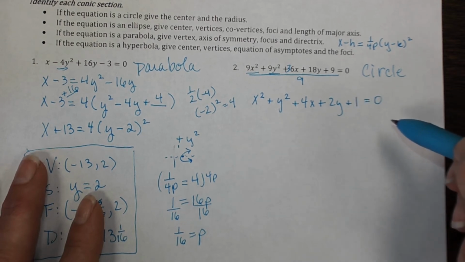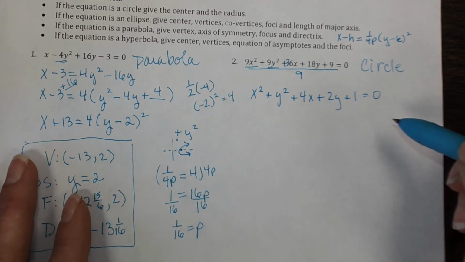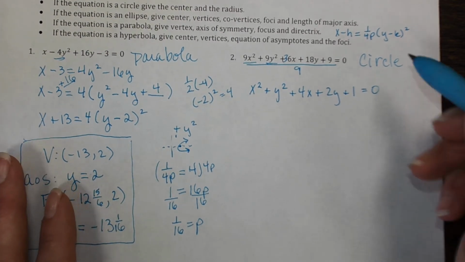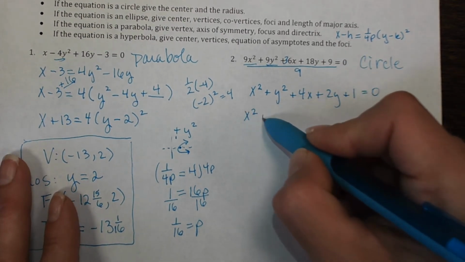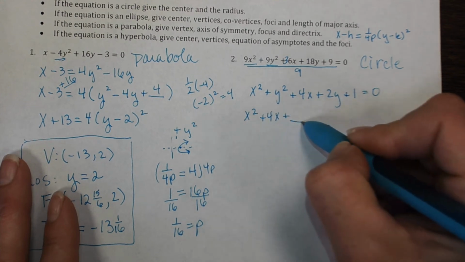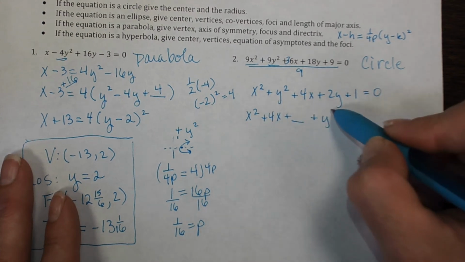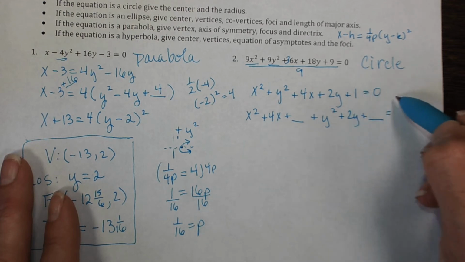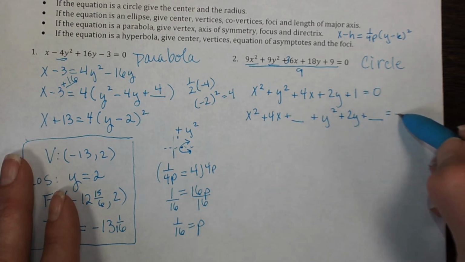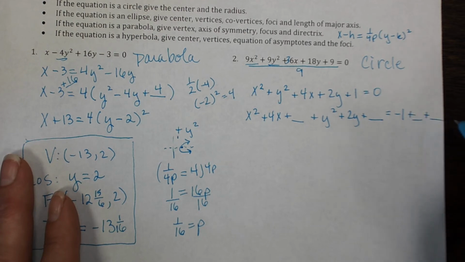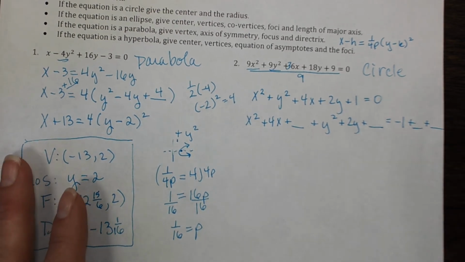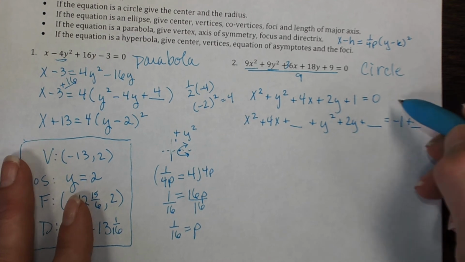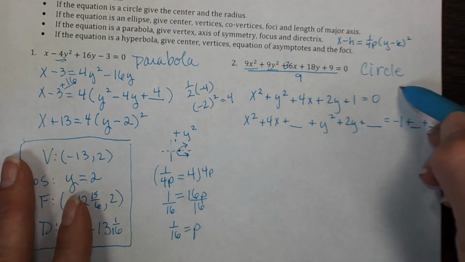Now we need to group our x terms and give ourselves a plus blank and group our y terms. So we have x squared plus 4x plus blank plus y squared plus 2y plus blank. And then we move that 1 over, so it'd be a negative 1 plus blank plus blank. Okay, so now I'm going to go over here. I'm going to take, let's do it here.